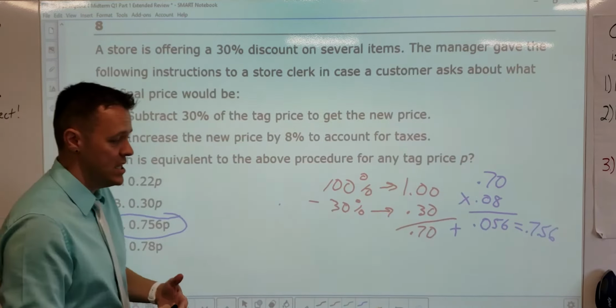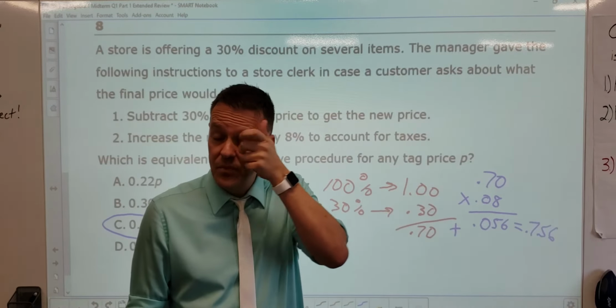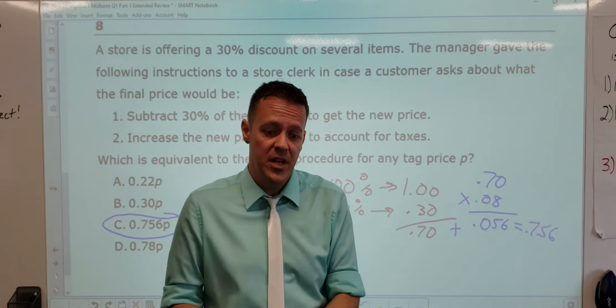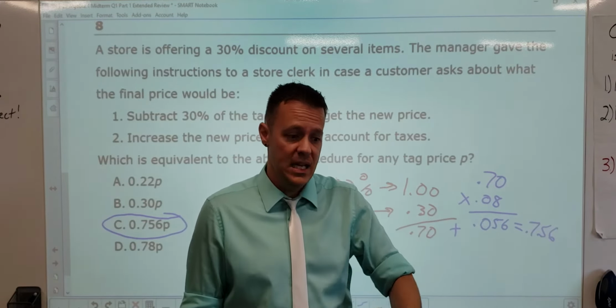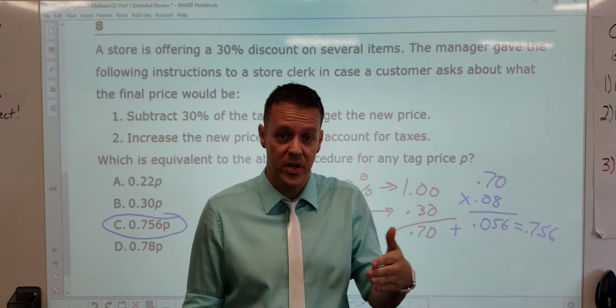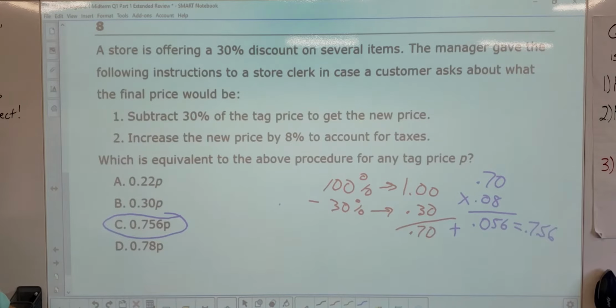Just say, for example, on the midterm, we're not adding. If on the midterm it said 20% discount, and then you add back in 5%, the answer is not 80 and then plus 5 to 85. Make sure you understand that you need to do the percentage part of it, okay?